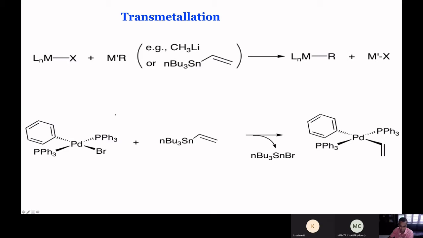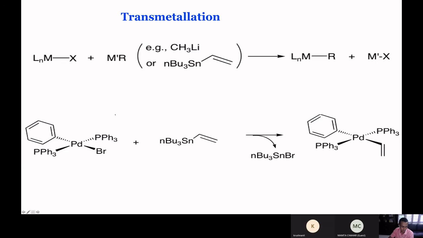You want to exchange this bromide with this partner, right? This partner, which is the olefinic partner. How would you do that? This bromide will react with, for example, n-Bu3Sn, butyl bromide will be generated, and this olefin from the tin reagent will transfer onto the palladium. So this is an example of transmetallation. You see, the same thing is written here.